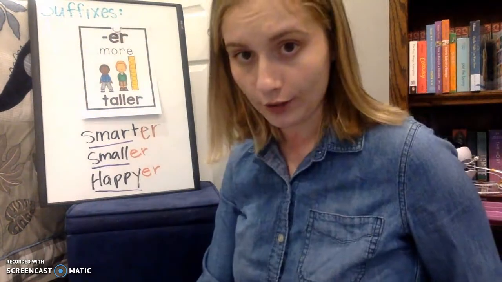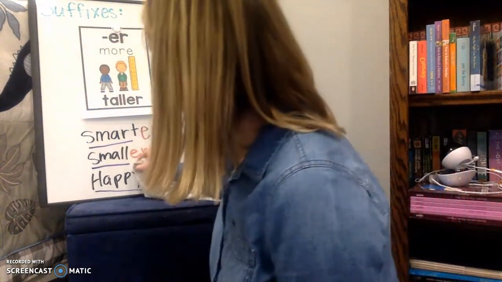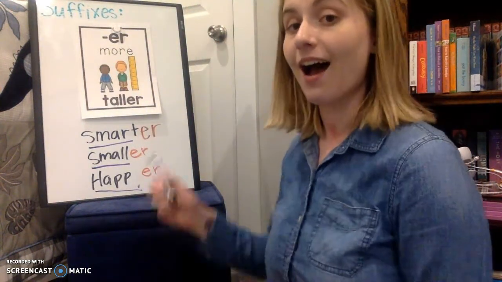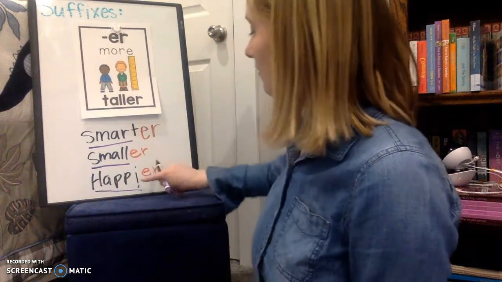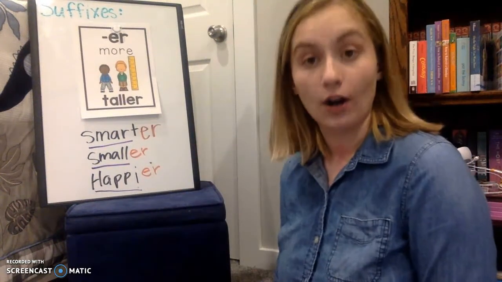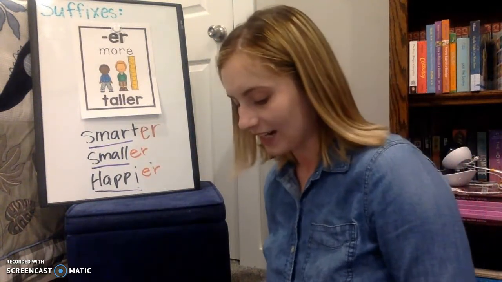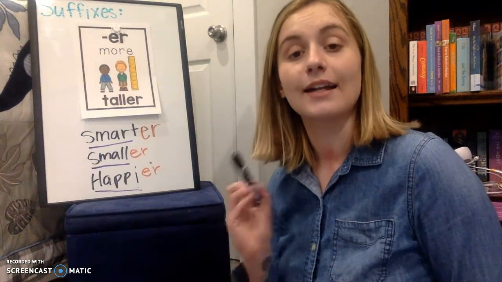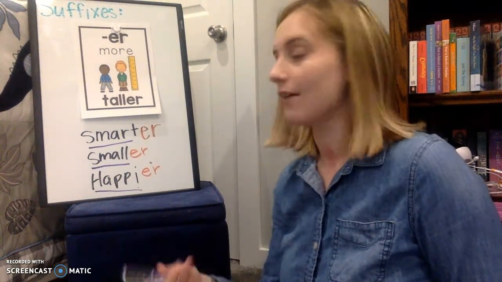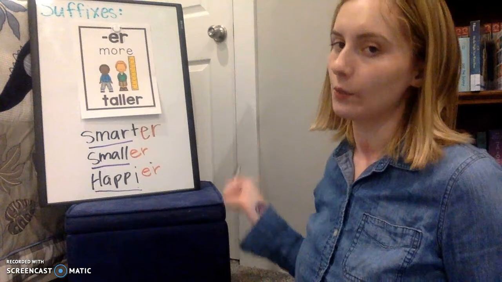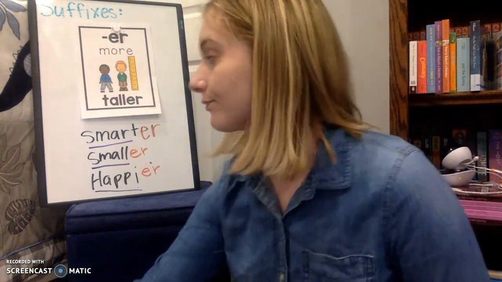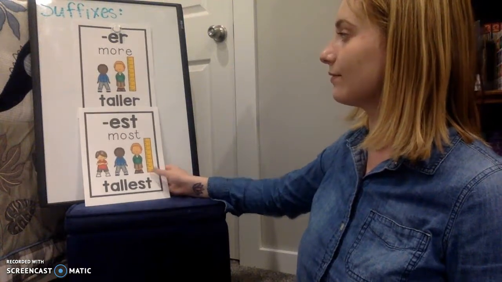We have to change that Y to an I and add ER. Okay? It's kind of like how we learned change the Y to an I and add ES, right? But this time it's change the Y to an I and add ER. So happier, we have to drop that Y, change it to an I, then we add our suffix ER. Alrighty, so these are our suffixes, ER and EST.